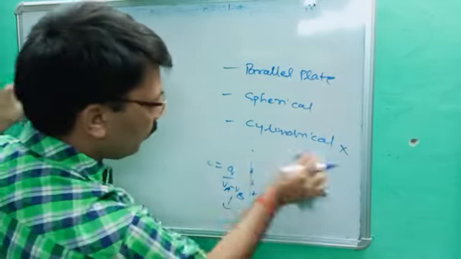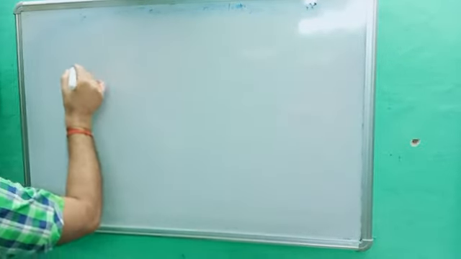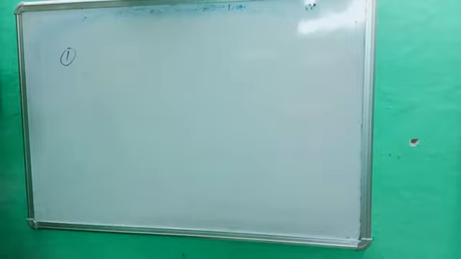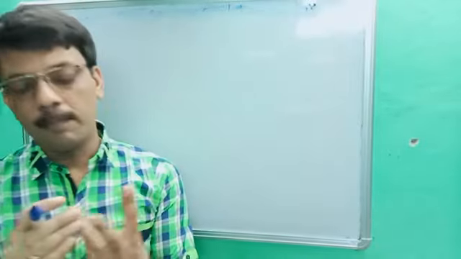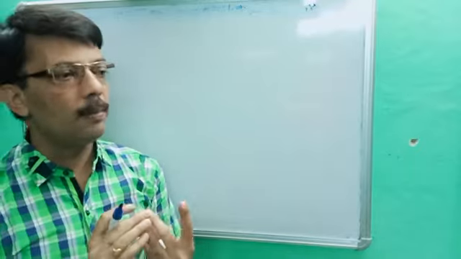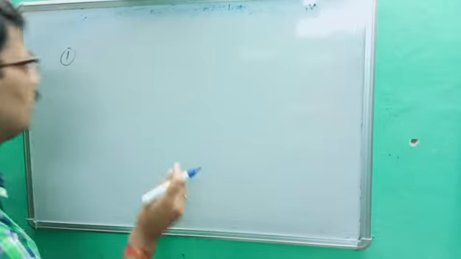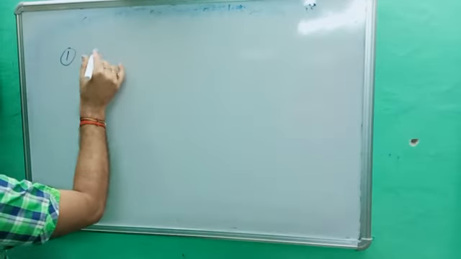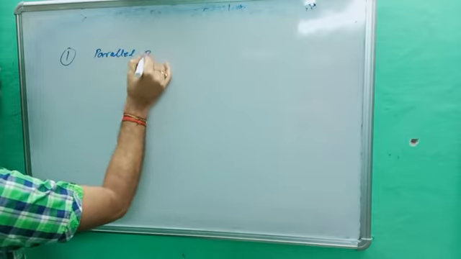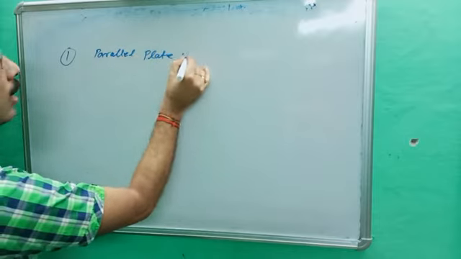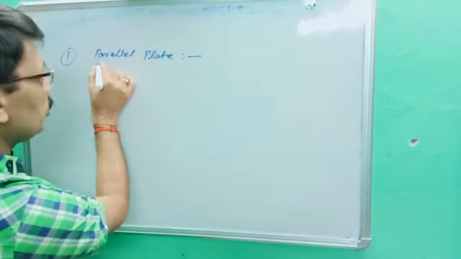First heading for you, parallel plate capacitor. This is mostly asked in exams, and in parallel plate we will get three cases: parallel plate for air, parallel plate for dielectric constant, and parallel plate for metallic conductor. So we will get three cases here. We do them one by one. First we study the parallel plate capacitor.